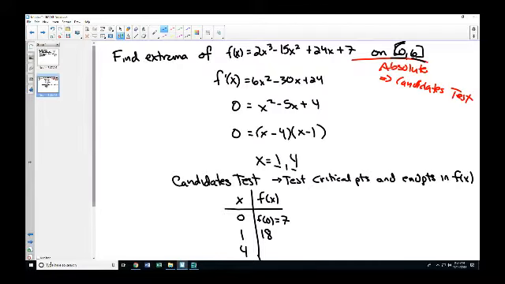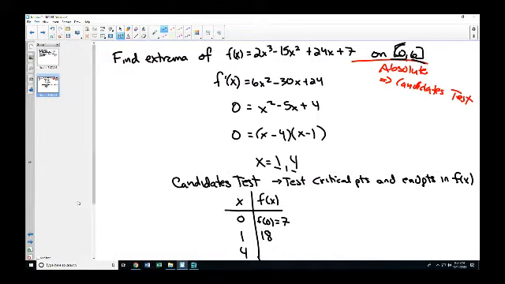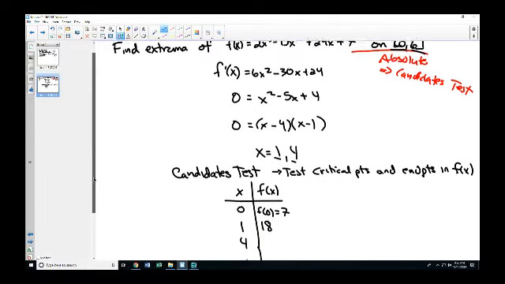16 times 4 is 64. 128 minus 15 times 16... It's not, it's 240. 128 minus 240 plus 96 plus 8. It's negative 8.